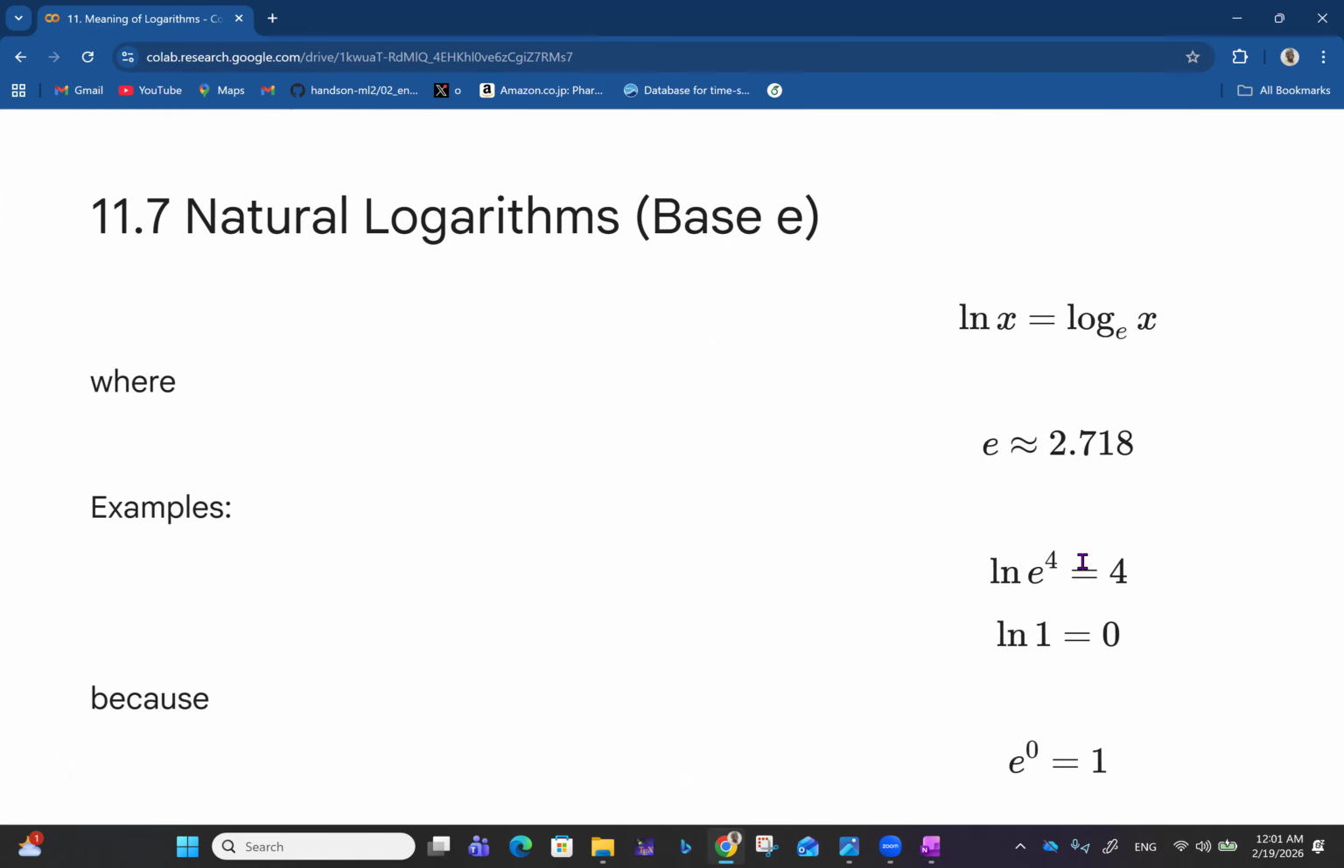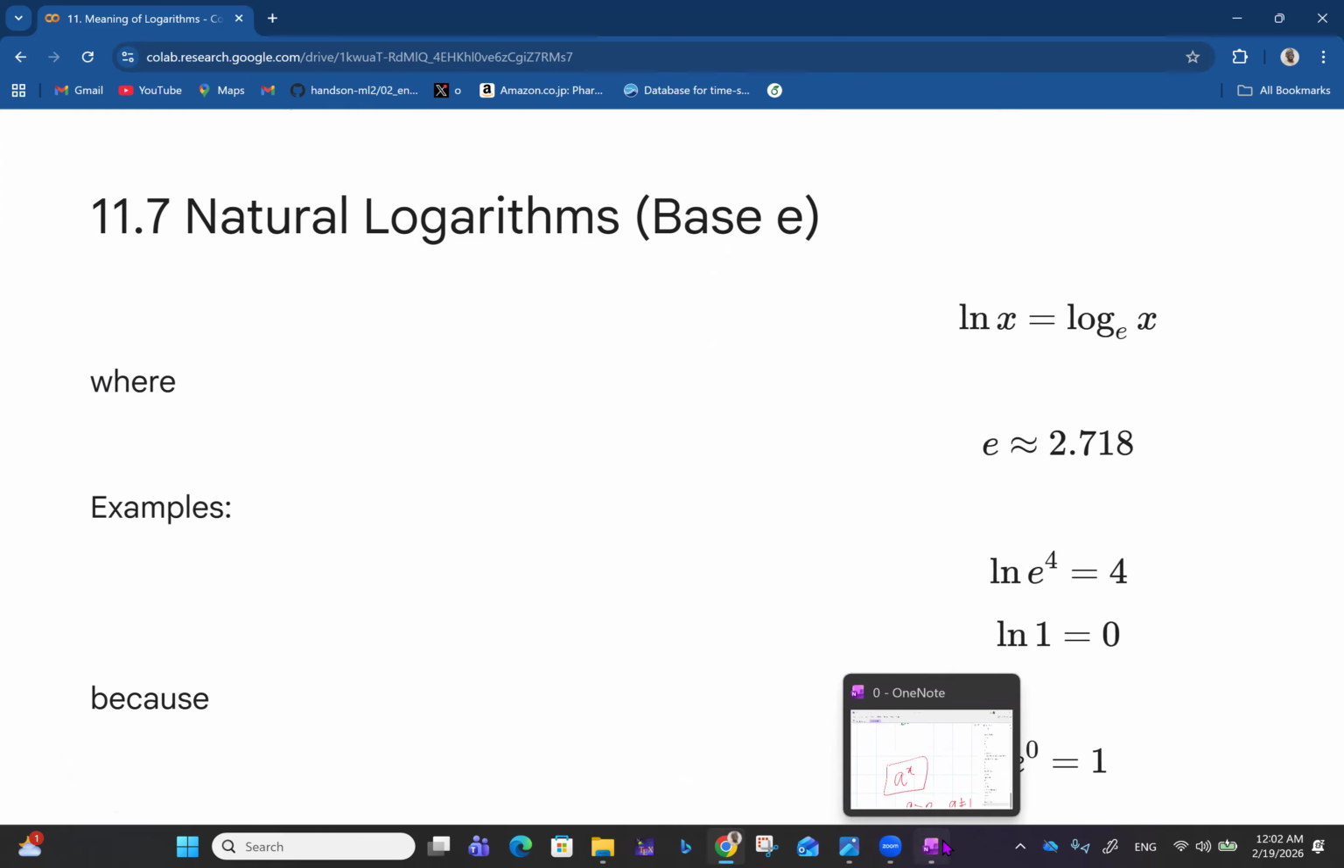From here we see that ln e raised power 4 is equal to 4, because ln is the inverse of it, so they cancel themselves out, and you end up getting 4. So ln 1, of course, is 0. Log of 1, in fact, to any base at all will always give 0, because e raised power 0 is 1.